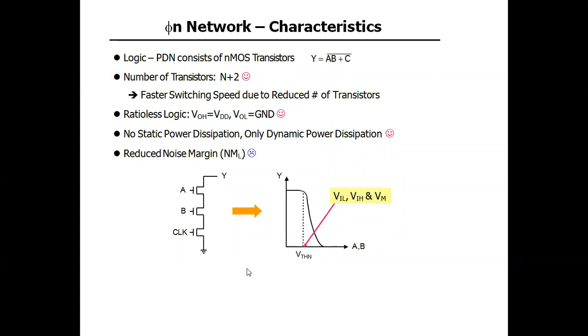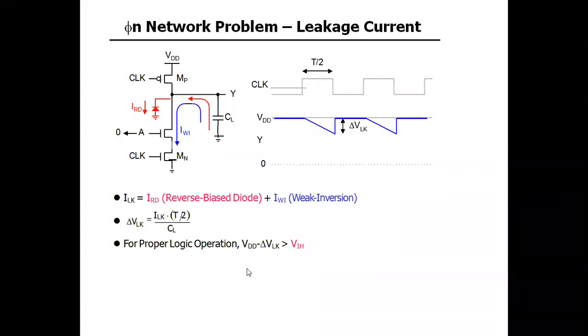Okay, now what are the advantages? The number of transistors required is n plus 2. Faster switching speed due to reduced number of transistors. Ratioless logic, that means VOH is equal to VDD and VOL is equal to ground, right? In case of complementary CMOS and phi network, there is no static dissipation, only dynamic power dissipation. And what are the disadvantages? The reduced noise margin, right? Noise margin will get reduced.